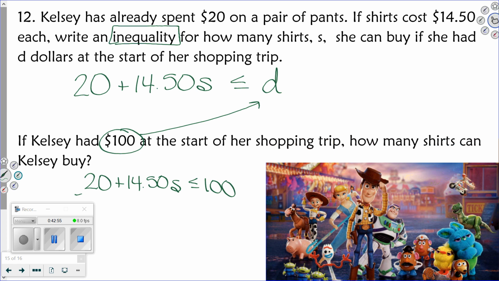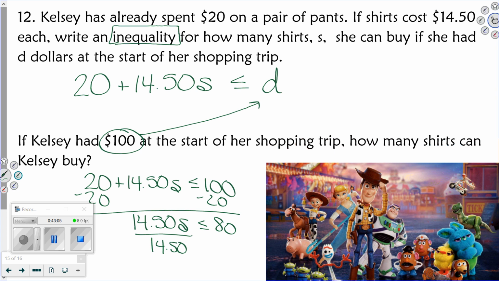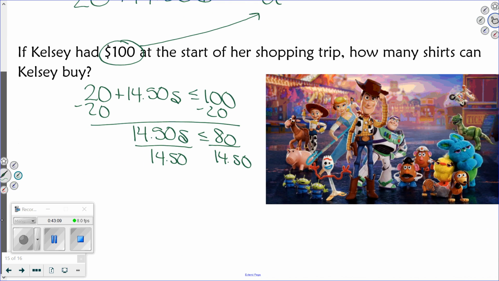Good. Subtract the 20. Good. So we'll divide by the 14.50. So S has to be less than or equal to, what do we get? 80 divided by 14.50. 5.52.